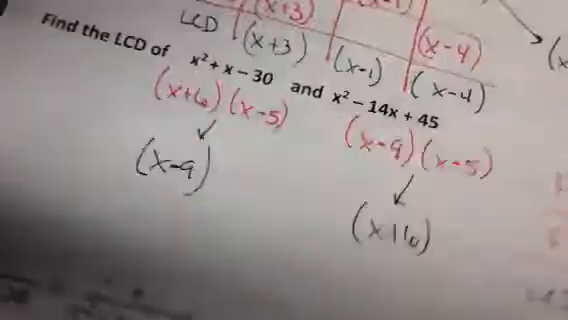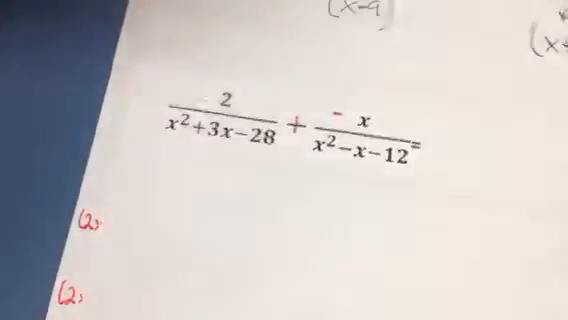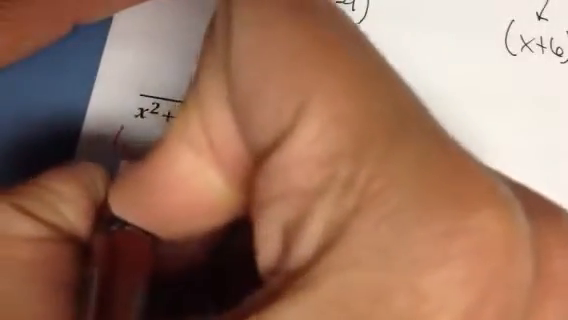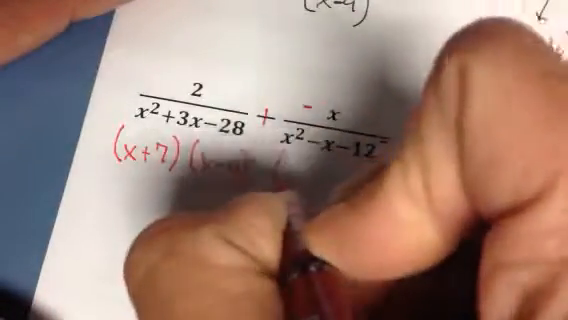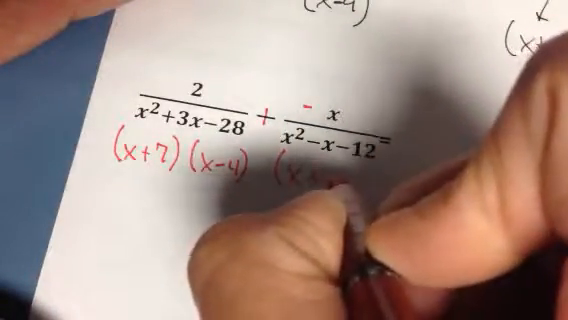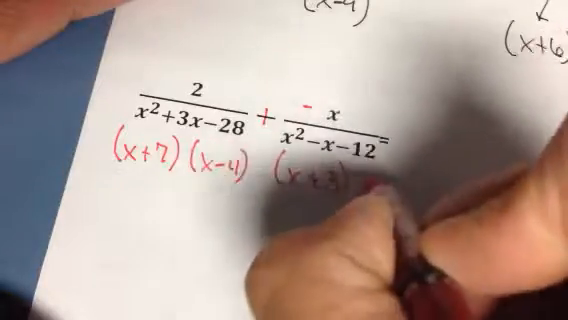The next thing I'm going to do is factor the denominator completely, and you might need to make that least common denominator table. So again, I'm hoping that you guys can factor this. This turns into x plus 7 and x minus 4, and this one turns into x plus 3 and x minus 4.